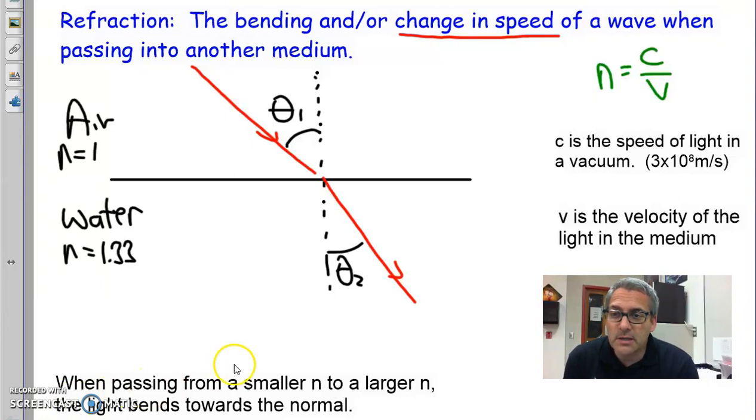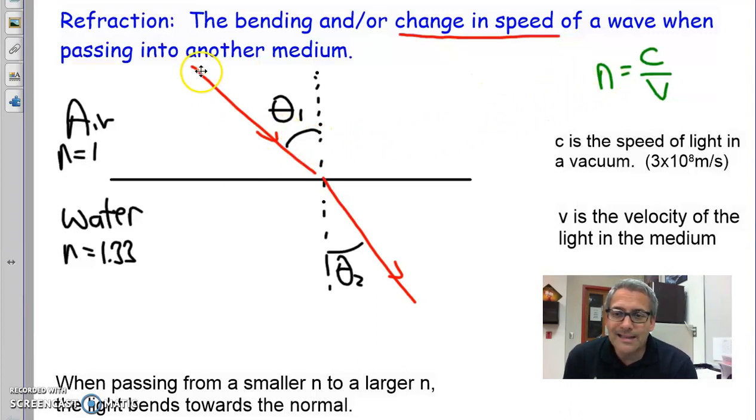This is due soon. And so refraction is the bending and or change in speed of a wave when passing into another medium. So if you take a flashlight or a laser beam and shine it into a swimming pool in the water, you're going to see how it bends. And so that's what we're studying. We're studying how it bends, but also we can see how it changes speed.